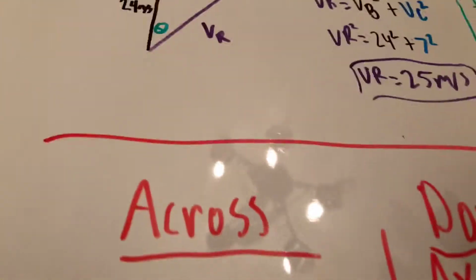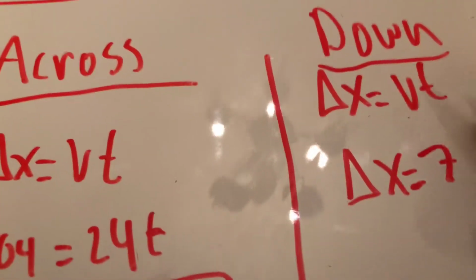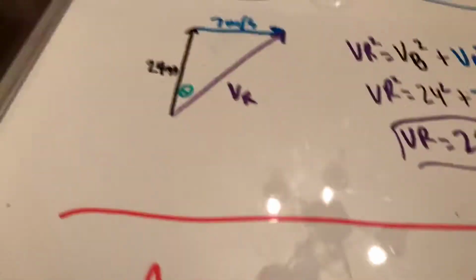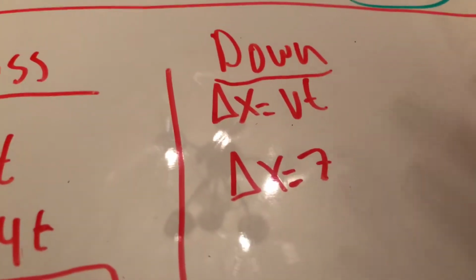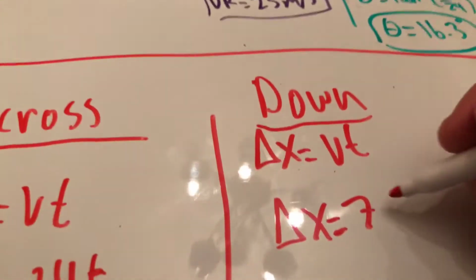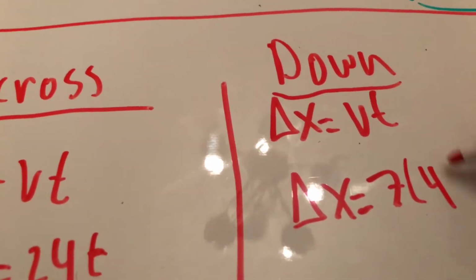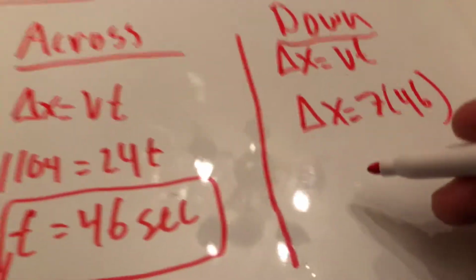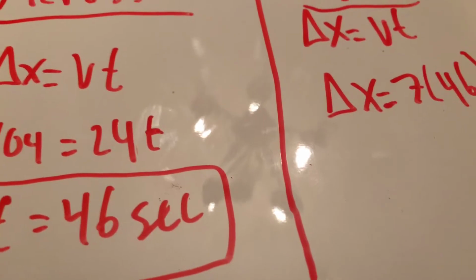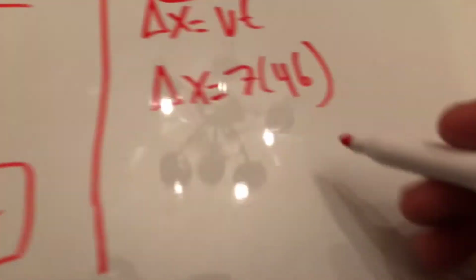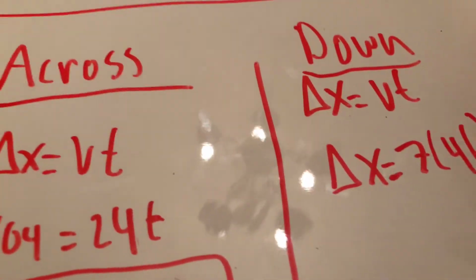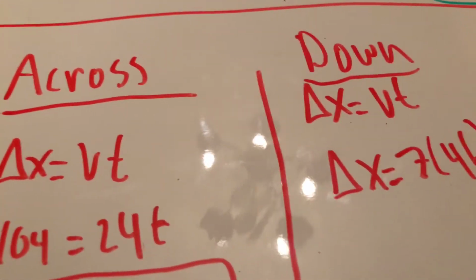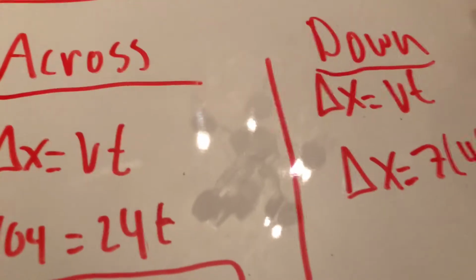And the 7 would be represented by the current. The current is 7 meters per second, so 7 times, and the time was 46 seconds. Okay, I'm figuring stuff out while I'm doing this video.